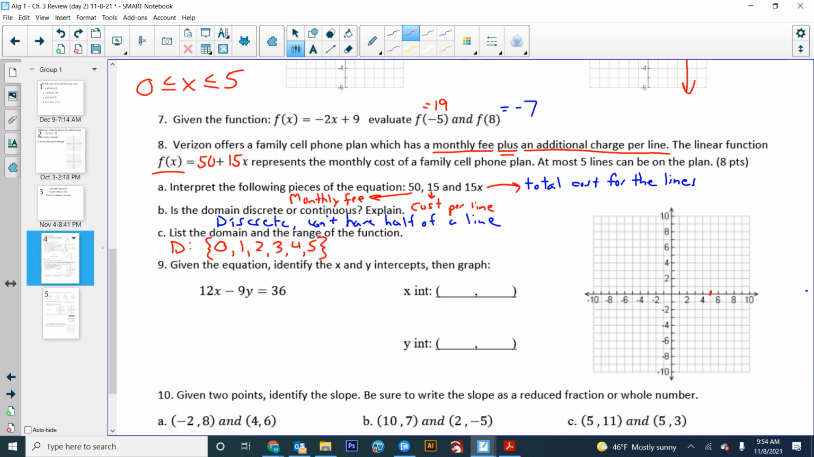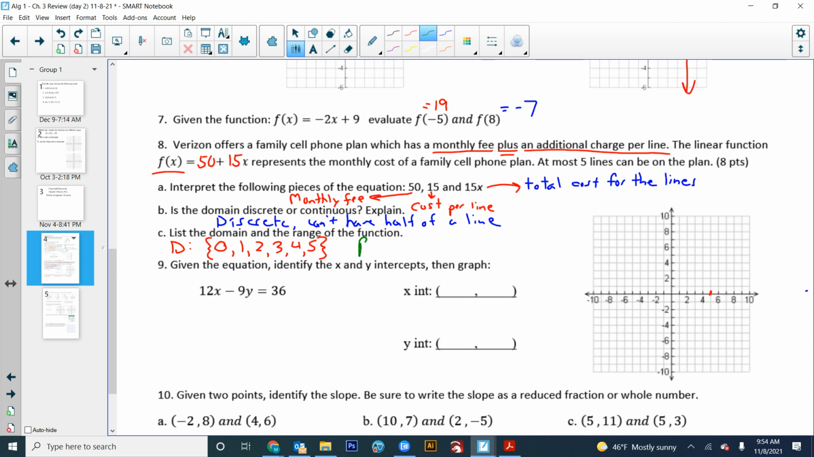Different. This is wrong. Why is that wrong? That's continuous. Is 1.4579 on that domain? Yes. Is it on that domain? No. Should it be? No. You can't have 1.4579 lines of service. All right.